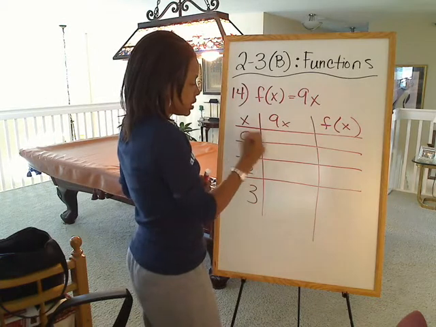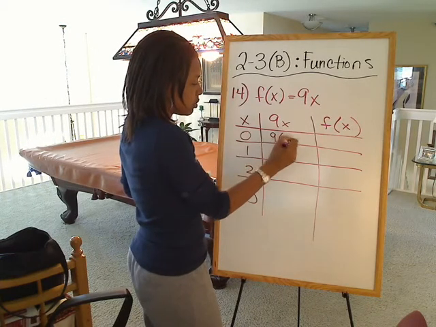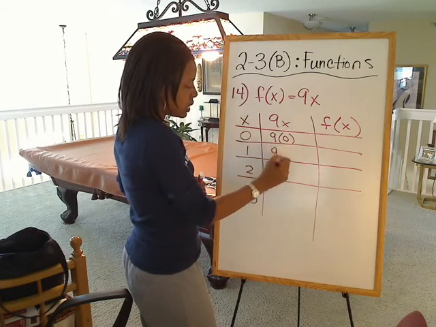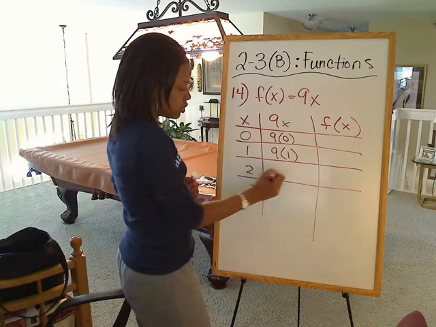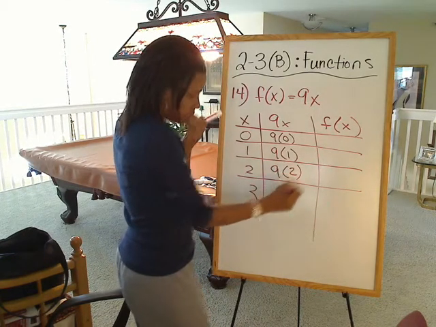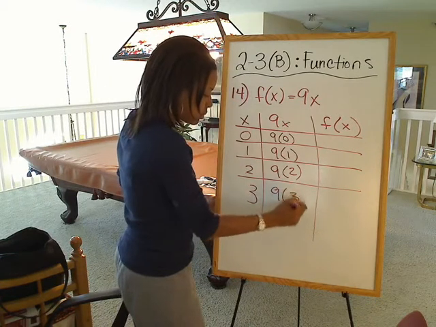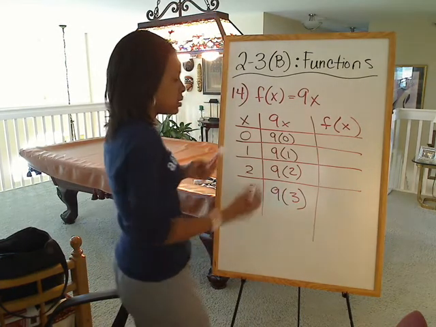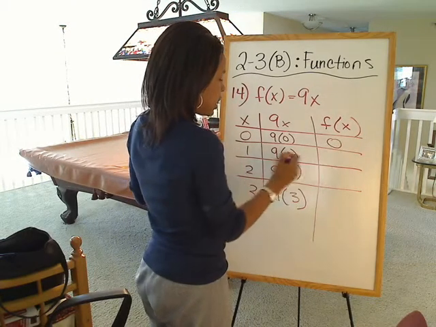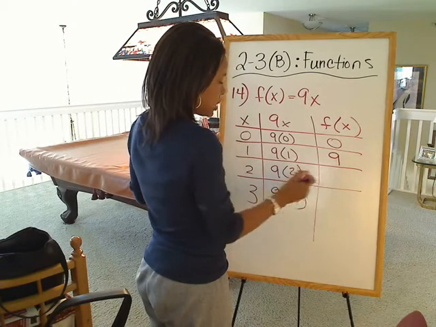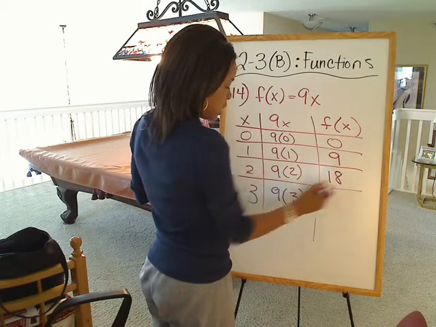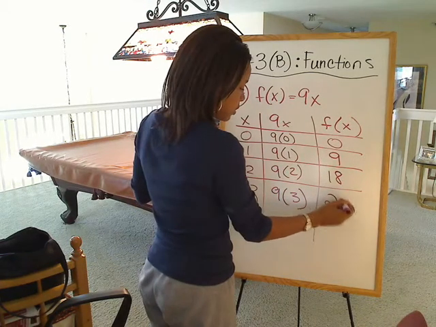So if x is 0, this would be 9 times 0. If x is 1, this would be 9 times 1. If x is 2, this would be 9 times 2. And if x is 3, this would be 9 times 3. And so 9 times 0 is 0. 9 times 1 is 9. 9 times 2 is 18. 9 times 3 is 27.